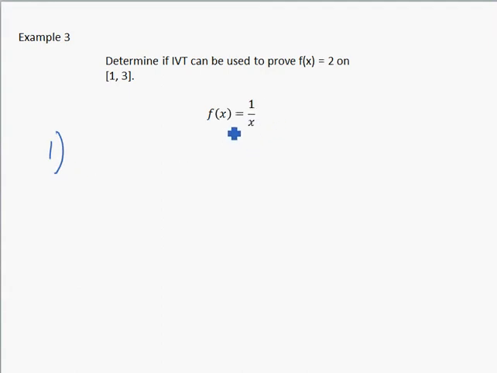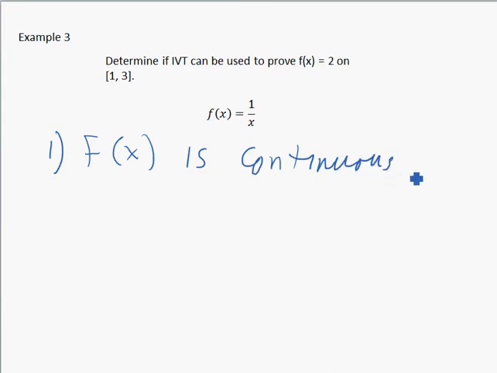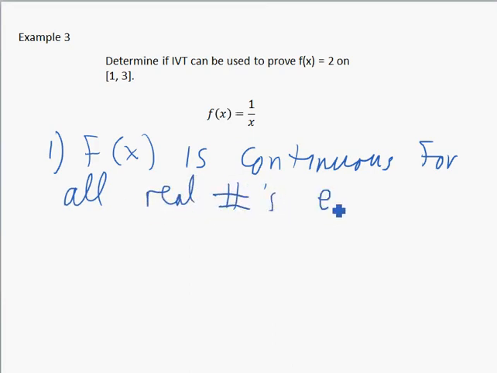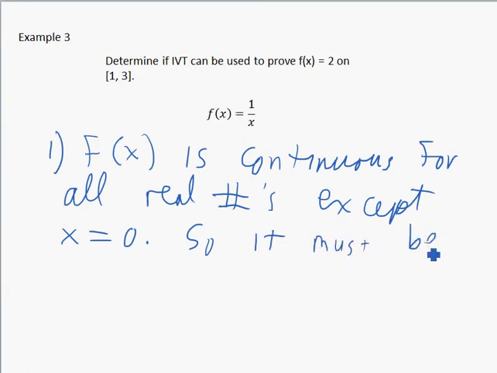f of x is continuous for all real numbers except x equals 0. So, since 0 is not in our interval, it must be continuous on the interval we're interested in, 1 to 3. Okay, so that step holds. It's continuous. Let's check the endpoints, too.